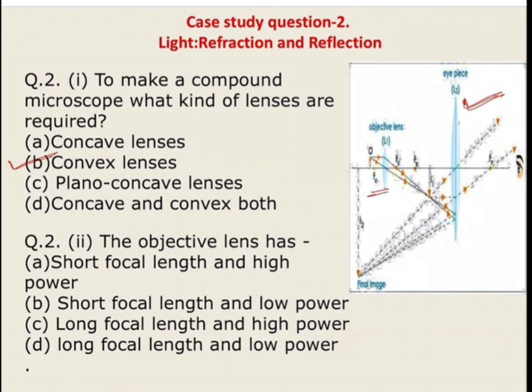The objective lens has: short focal length and high power, short focal length and low power, long focal length and high power, long focal length and low power. So objective lens is a thicker lens than the eyepiece. If the lens is thicker, that means lower focal length and higher power. So the objective lens has short focal length and high power. The option A is correct here.